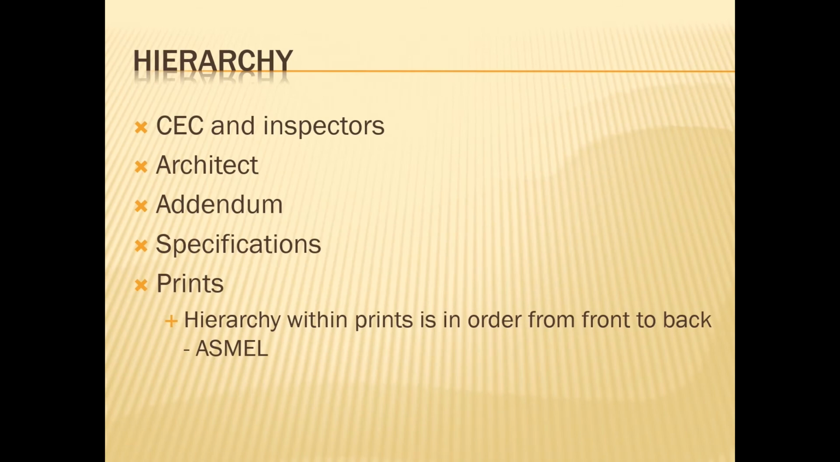When it comes to the hierarchy of the drawings, it is similar to the hierarchy of the specifications that we already discussed. First and foremost is the Canadian Electrical Code and the inspectors, and right below the code is the architect, which creates the addendums, which goes to the specification, which goes to the prints. We also have a hierarchy that exists within a set of prints. Each of the divisions themselves will have a different standing.